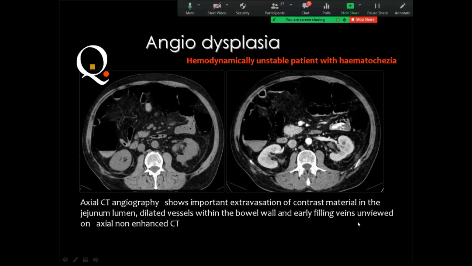And this was found to be an angiodysplasia, and you can also diagnose this not as an angiodysplasia, but as an abnormal vascularity in this bowel loop, which should be verified after that by angiography.